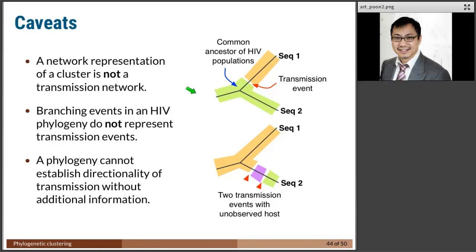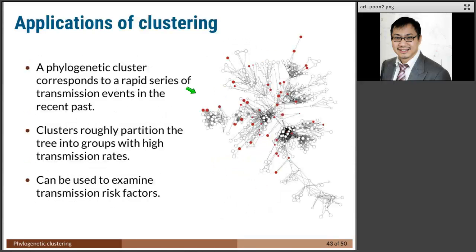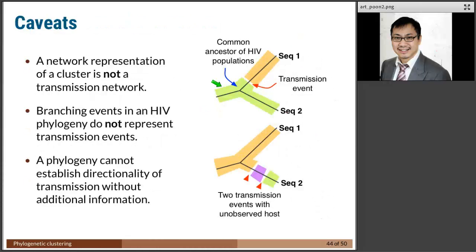there are a number of caveats to using clustering. One, a cluster, or a network that's built up from a cluster, is not the same as a transmission network. So you should not look at this diagram and say, this person transmitted the virus to this person. You can't do that. This is not what this diagram is telling you. All it's telling you is that those infections are genetically similar. And we have no idea whether there's been a transmission among those individuals or not. There are a number of reasons why that's the case.